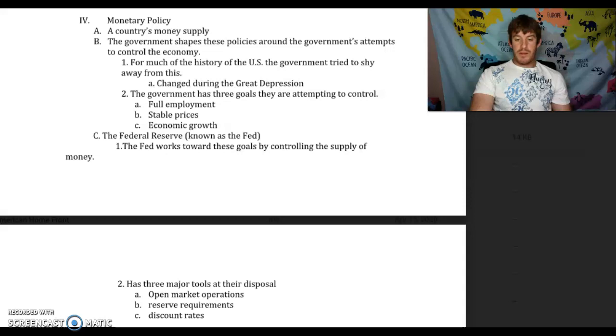Reserve requirements, guys, that's pretty self-explanatory. The Federal Reserve requires banks to keep back so much money that they can't loan out. They have to keep it on hand just in case. So obviously, if you want less money in circulation, you raise the reserve requirements. If you want more money out in circulation, so that banks have more money available to loan out, then they can lower the reserve requirements.